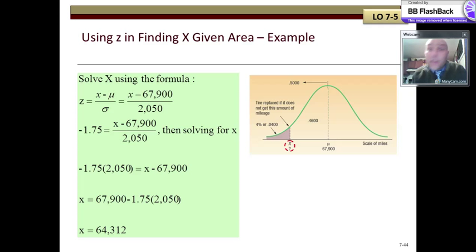Some might only last 50,000. Some might last 64,311 miles. But I know that if I set my warranty to 64,312, 4% of my tires are going to get replaced, and that's what I can afford. That was starting with this proportion, finding this area, using this area to find the z-score, and then using that z-score in this equation to solve for x. So I can move backwards from the area into the tail to find out exactly what that x value is.